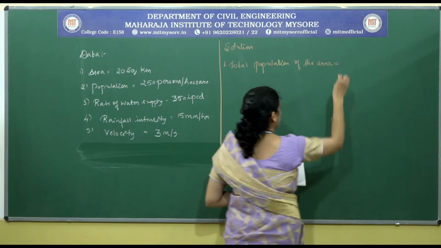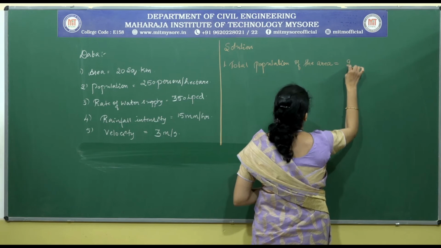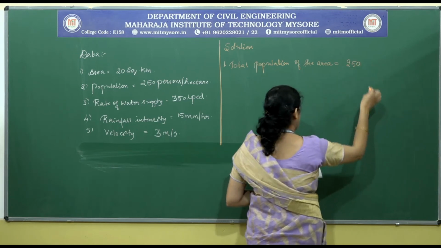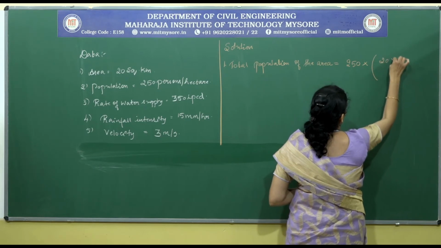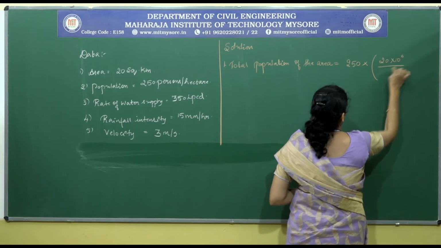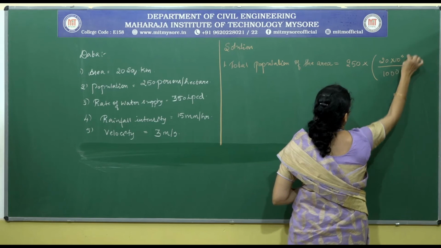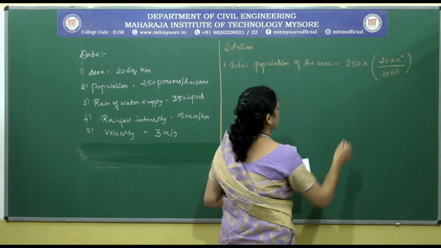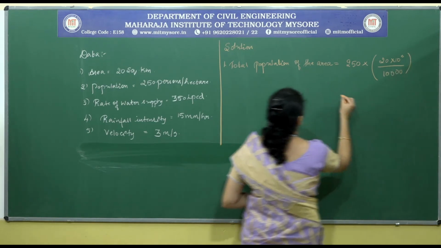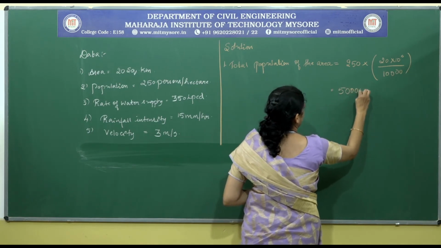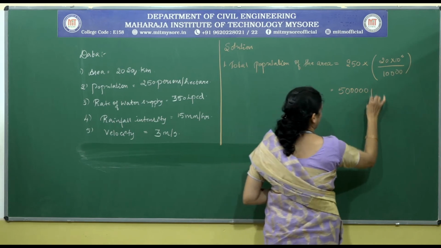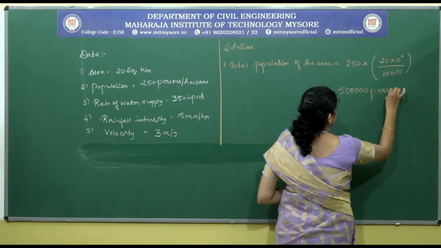So here we know it is 250 persons in a 20 square kilometer. Since it is square kilometer, so we will get 5 lakh persons.